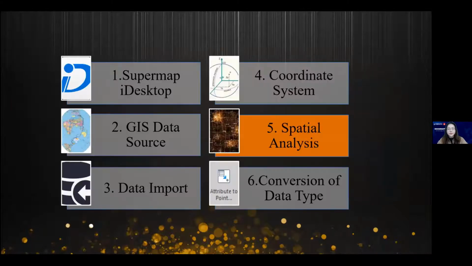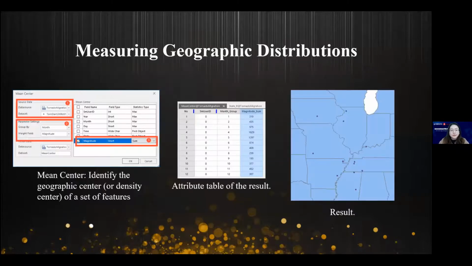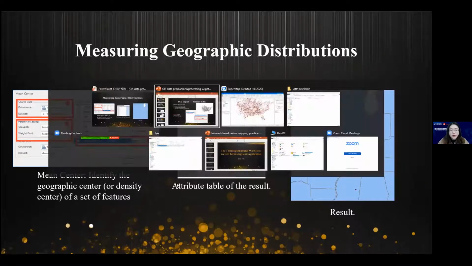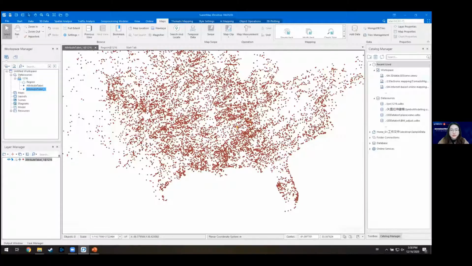And we go to the 5th part of this section called spatial analysis. We are going to use a tool in our iDesktop called measuring geographic distributions. The tool is called mean center. I will show you where to find the tool and use it to analyze our data. The mean center tool is to identify the geographic center or the density center of a set of features.